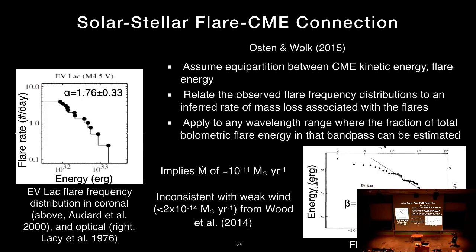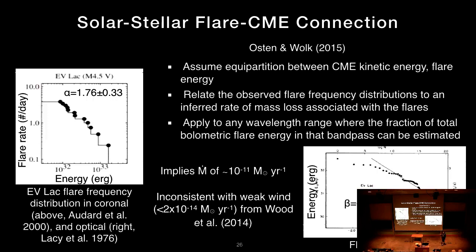So in order to be able to relate the flare frequency distribution, the number of flares occurring as a function of flare energy, and to be able to put flares observed in different parts of the electromagnetic spectrum on the same footing, you had to have some understanding of the energy fractionation. So if you do that, this is an example of the same star with flares observed at optical wavelengths and flares observed at X-ray wavelengths. They have a very similar distribution.